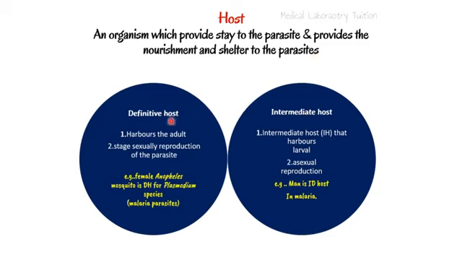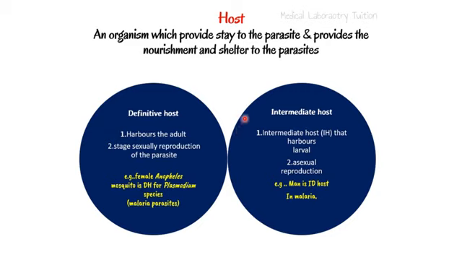In the definitive host, we see the adult stage of the parasite, okay. Then sexual reproduction of the parasite also occurs in the definitive host. In most cases, the definitive host is man, human being. But there are a few exceptional cases where the female Anopheles mosquito becomes a definitive host.